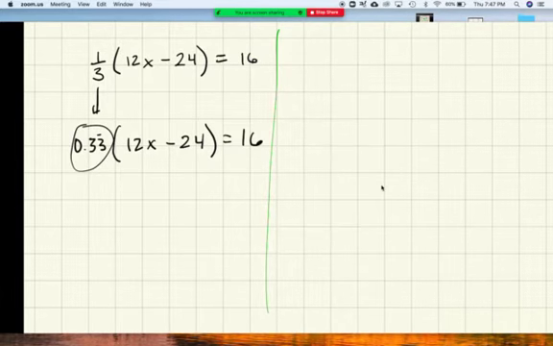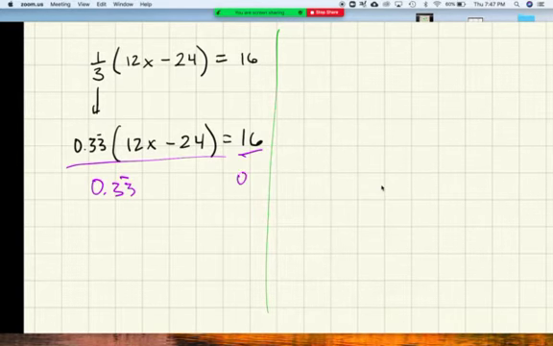This is the farthest away from the x, so you could divide by 0.33, divide by 0.33. That goes away, and then you have 12x minus 24. And then the way I type this into the calculator is 16 divide and then point, and then I just hit as many 3s as the calculator will let me do. Oh, okay. What do you think is the easy way?